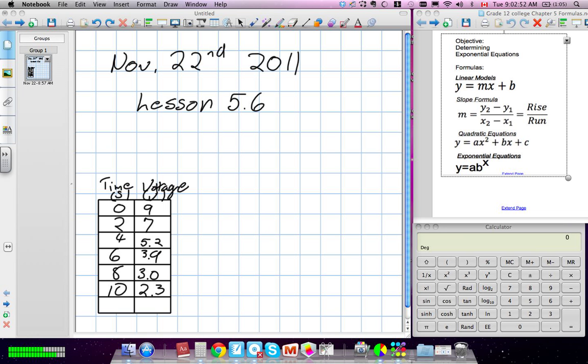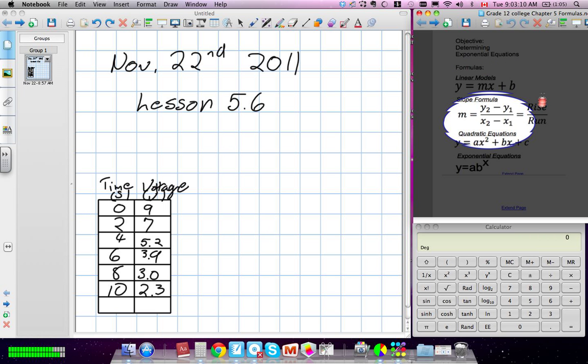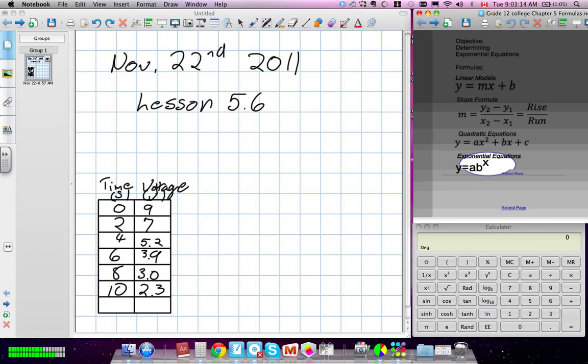Okay, today is November 22nd, 2011. We're working on lesson 5.6. Lesson 5.6 is a recap of all the lessons we've done before, so it's almost like a review. We're going to be focusing on linear models as well as quadratic equations and exponential equations.